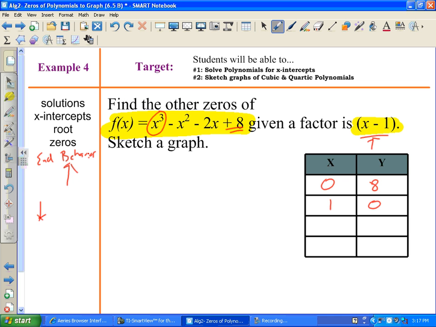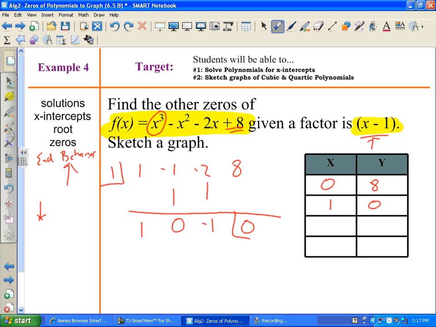Next piece, I need to get the rest of my roots, because that's how I graph. They've given me the factor, which means I will synthetically divide out the root opposite x. Coefficients are 1, -1, -2, and 8. I had better get a 0 when I do this. 1. 1 times 1 is 1. -1 plus 1 is 0. 0 times 1 is 1. -2 plus 1 is -1.